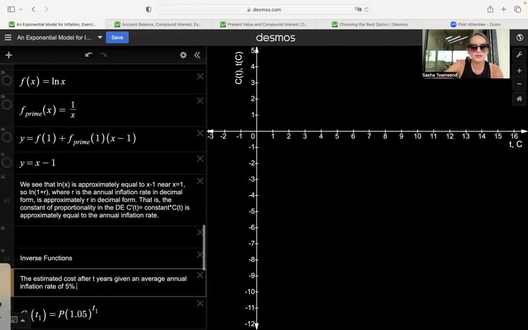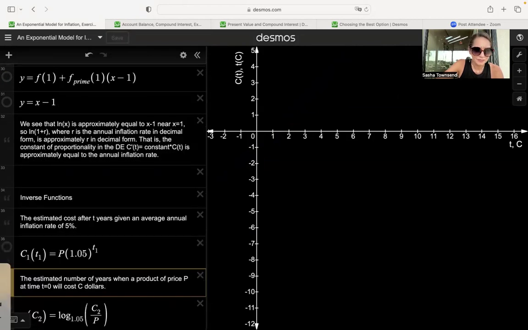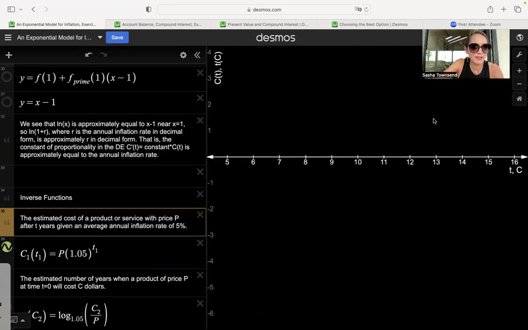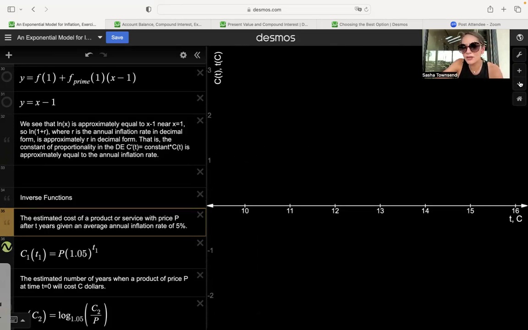Now, we weren't asked about inverse functions, or actually maybe we were. I don't remember what the original problem statement said, but this function that we were given is the estimated cost of a product or service with price P after T years, given an average annual inflation rate of 5%. And that's given by this function. I had to add some subscripts in order to graph it. We should zoom way out for this.